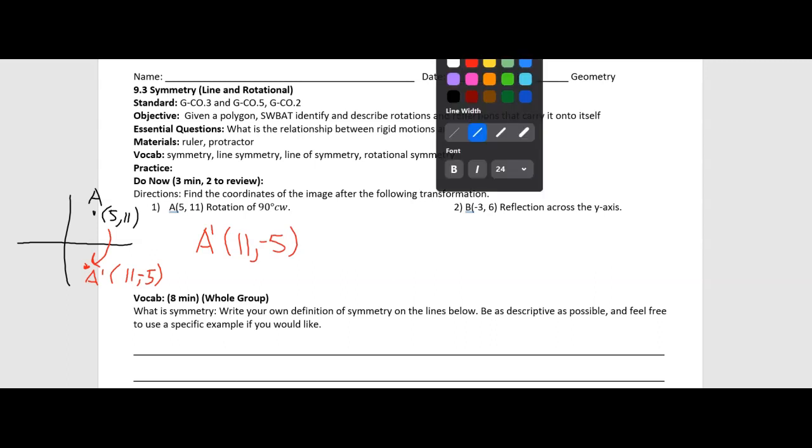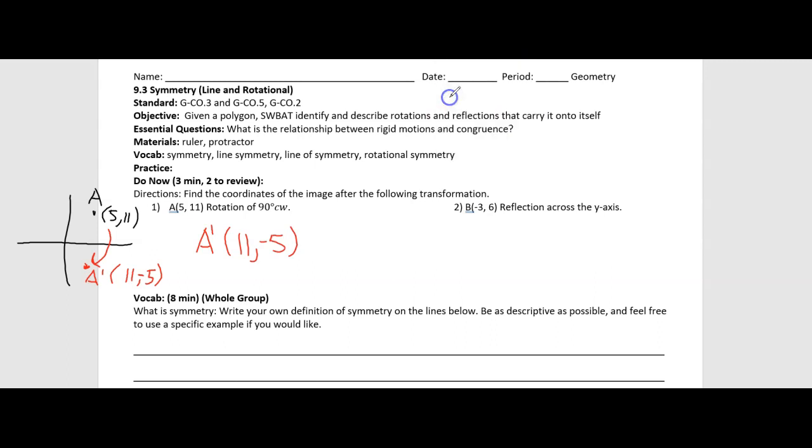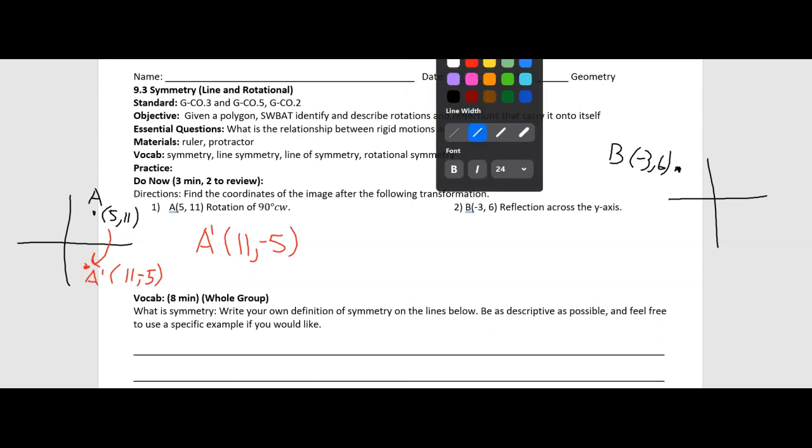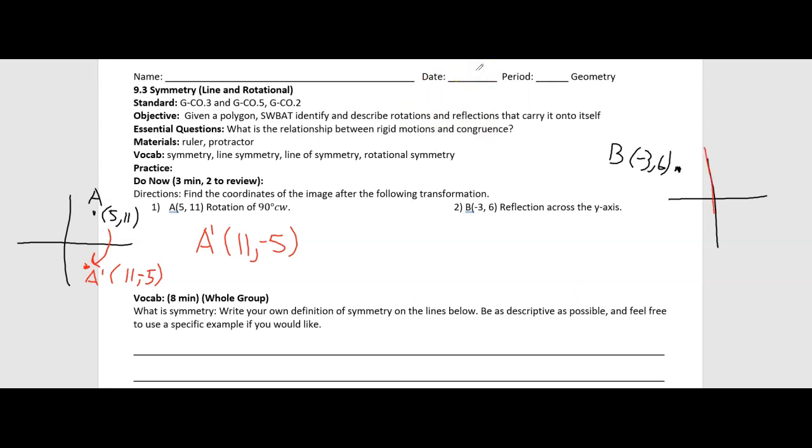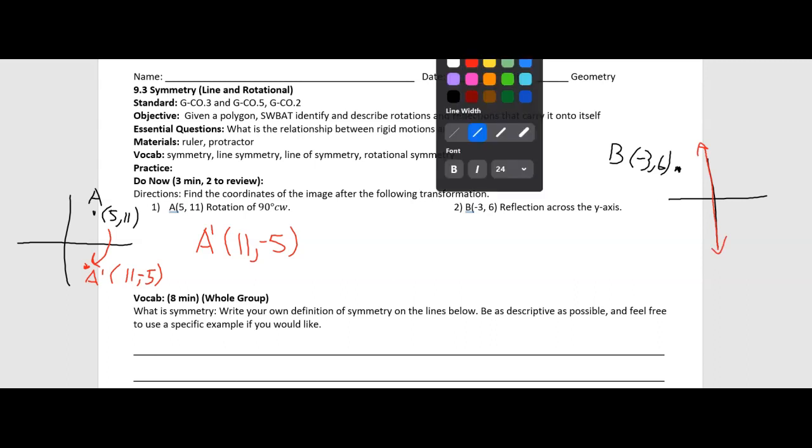All right, moving on to number 2. B is in the second quadrant, right? Because we have a negative x value and a positive y value. And we are reflecting across the y-axis, right? That is the vertical axis, which means our point is going to end up in quadrant 1.